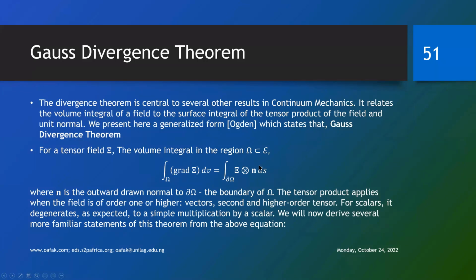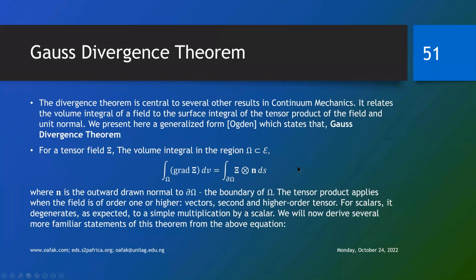Remember that in Stokes' theorem, you are relating a line integral to a surface integral. Here you are relating a volume integral to a surface integral, where n is the outwardly drawn normal to the boundary of the domain. So this domain is a subset of the Euclidean point space. This is perhaps the most general form of Gauss theorem.